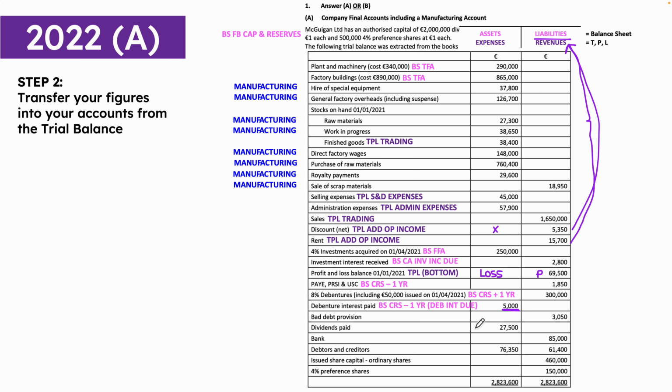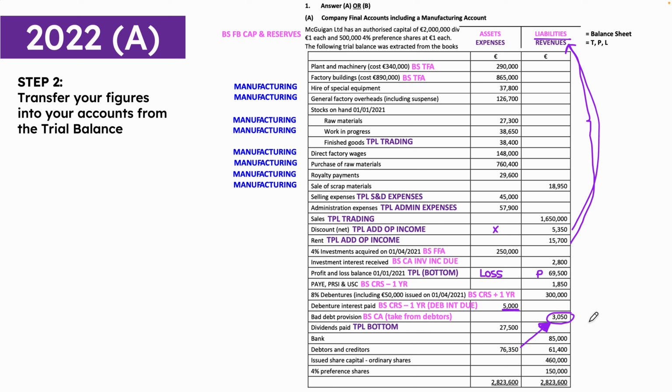So with that in mind, that's going to help us figure out how much debenture interest is due at the end of the year. Then we've got bad debts provision on the credit side. That is one of my exceptions to the rule. This is not a liability or a revenue. It is the asset debtor being reduced, so it is a contra asset. The asset debtor, the 76,350, is being reduced by 3,050 because that is how much we think we're not going to get. So bad debts provision, going to take it away from debtors.